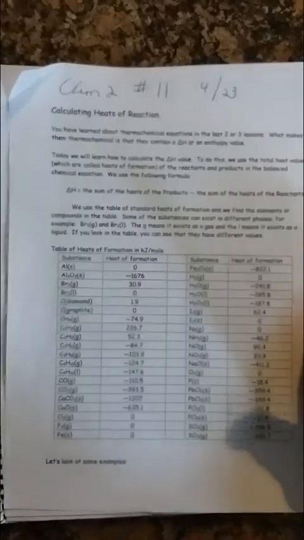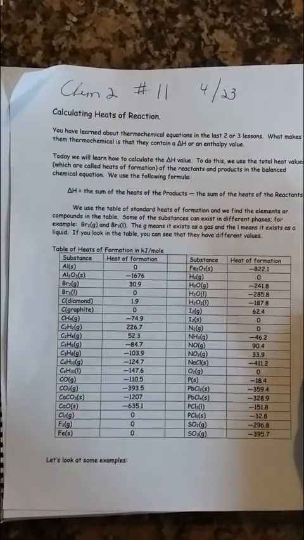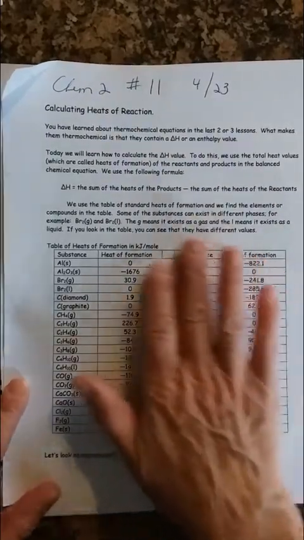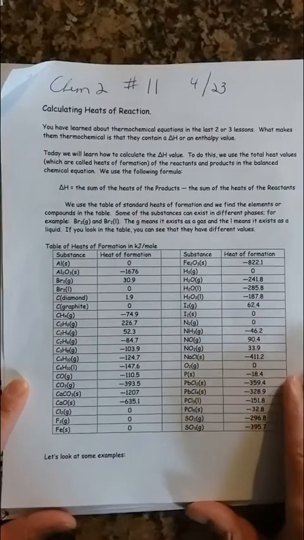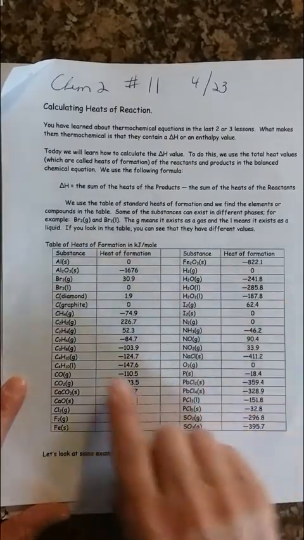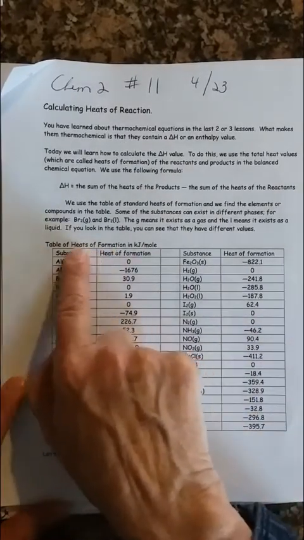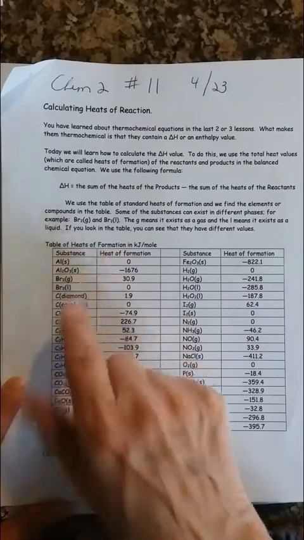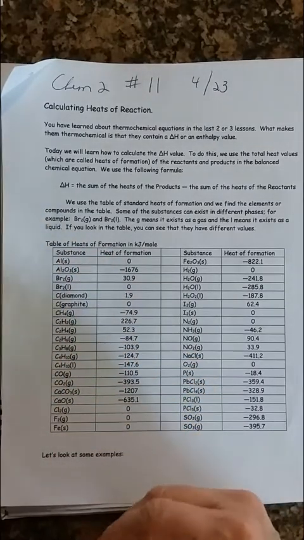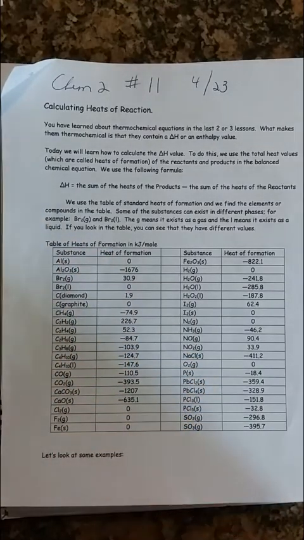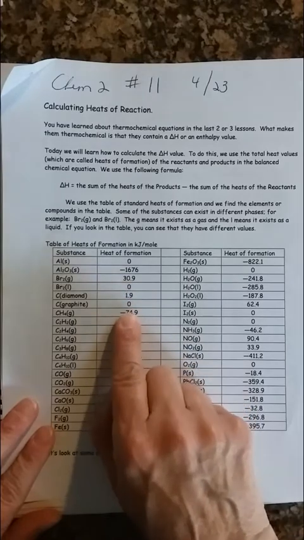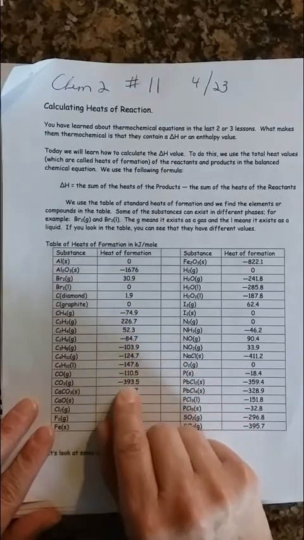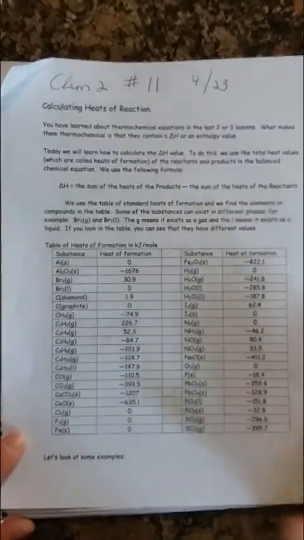Okay, so in this worksheet, you have this table that's included in the worksheet. The table gives you heats of formation, and that just means how much heat or how much energy it takes to make this substance from its elements, right? And some of them, as you can see, are 0, and that just means it's in its most stable state, and that's not going to take any energy because it's stable.